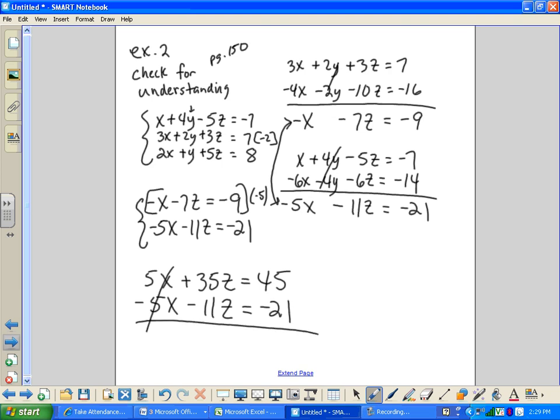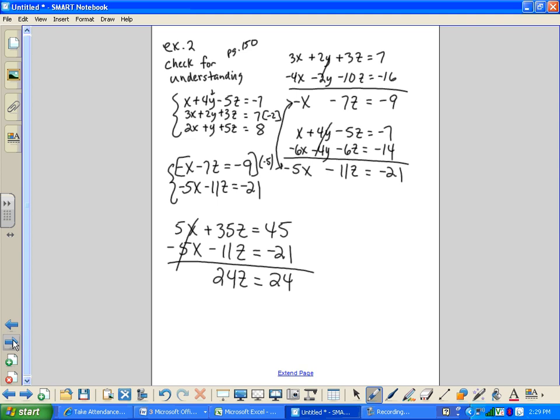So the x's will eliminate. 35z minus 11z here would give me 24z. And then 45 minus 21 would be 24. So now we're going to get z to be 1. Now, I haven't completely solved the 2 by 2 yet, so I'm going to put z equals 1 back into the 2 by 2. So I think I'm going to choose that equation to put z back into. So I'm going to put 1 in place of that z and then solve that one for the x.